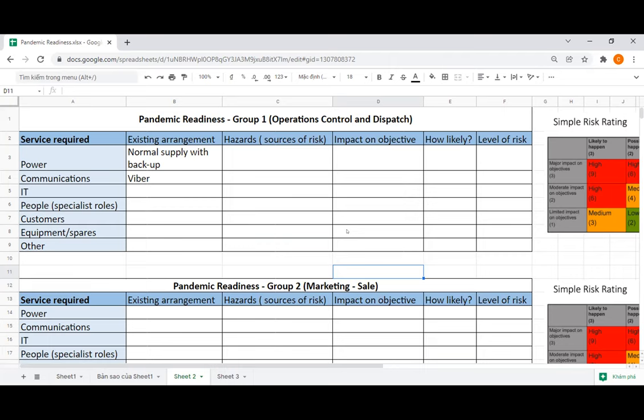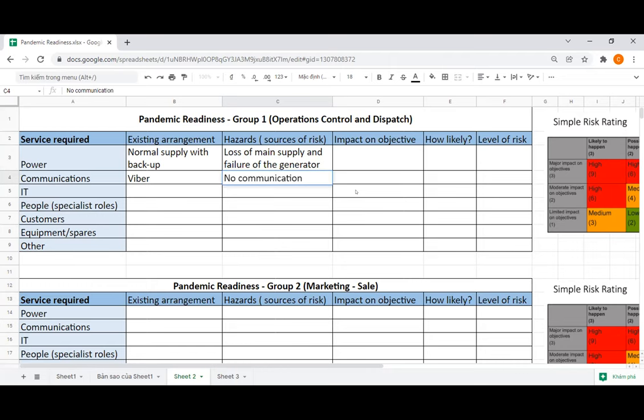Can you give the first group example for power, for example? Okay, so under hazard would be loss of main supply and failure of the generator. So how would you lose your power? You'd need both of those things to happen, yeah? What's the impact? The impact is, I assume, no connectivity, no communications, no connection to main servers, something like that.